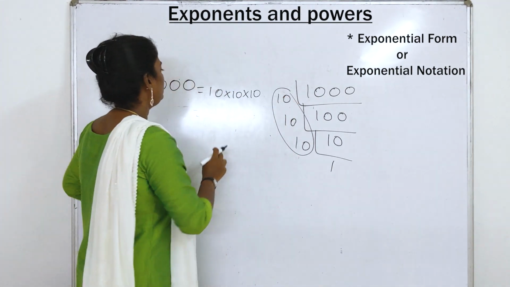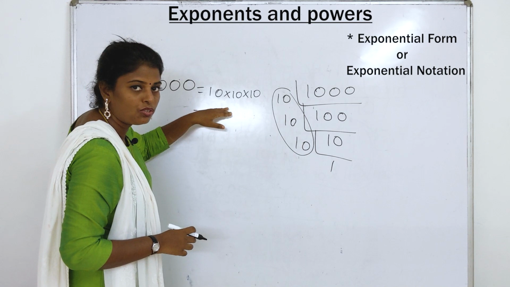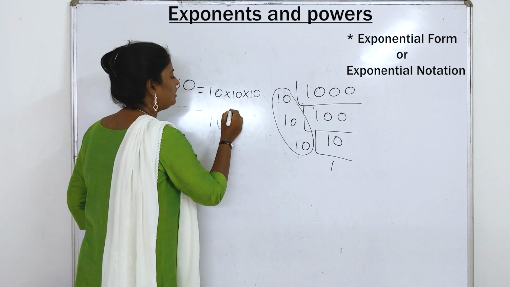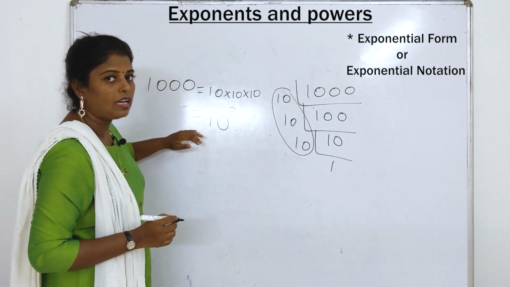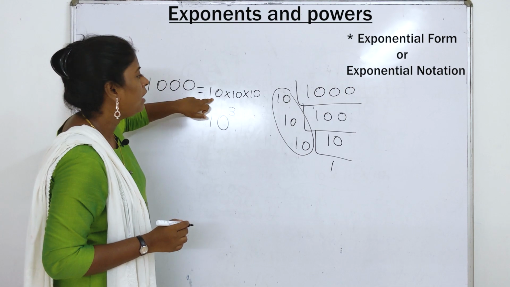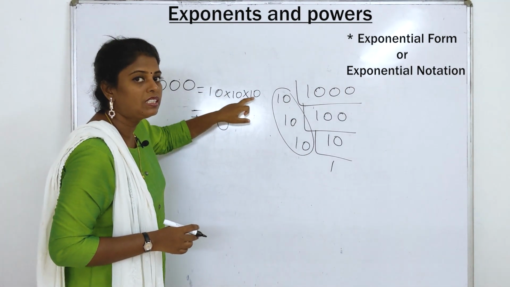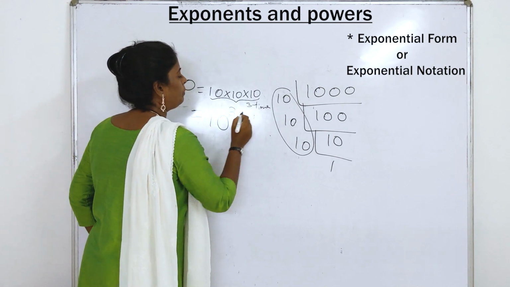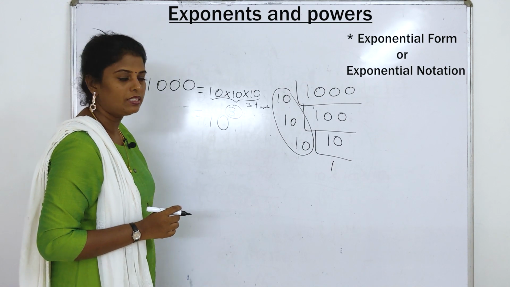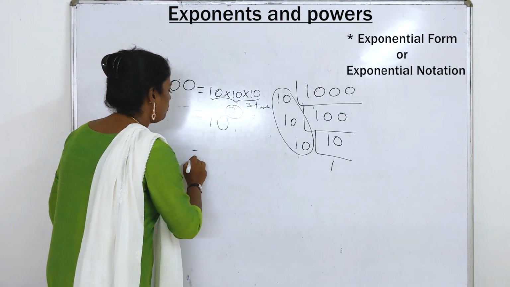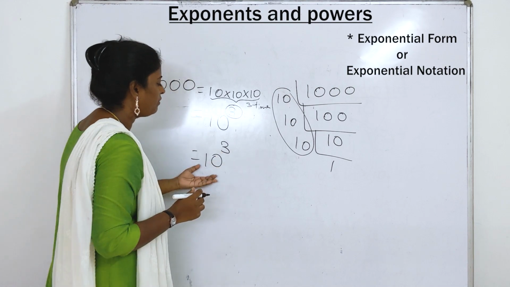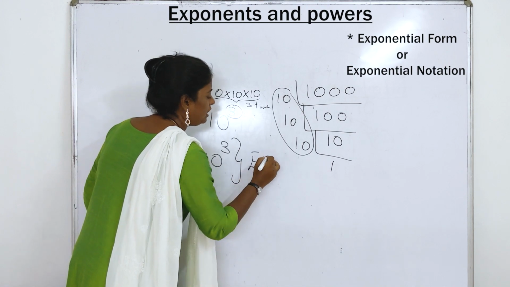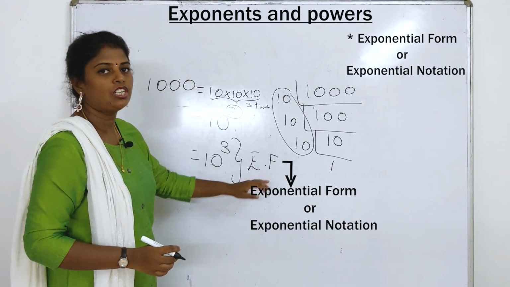So we are writing 1000 as 10 into 10 into 10, and this can be written as 10 to the power 3. Because, as I said before, here we are multiplying 10 by 3 times. So the power should be 3. Yes, so this is in the form called anything power. Anything power is called the exponential form or exponential notation.